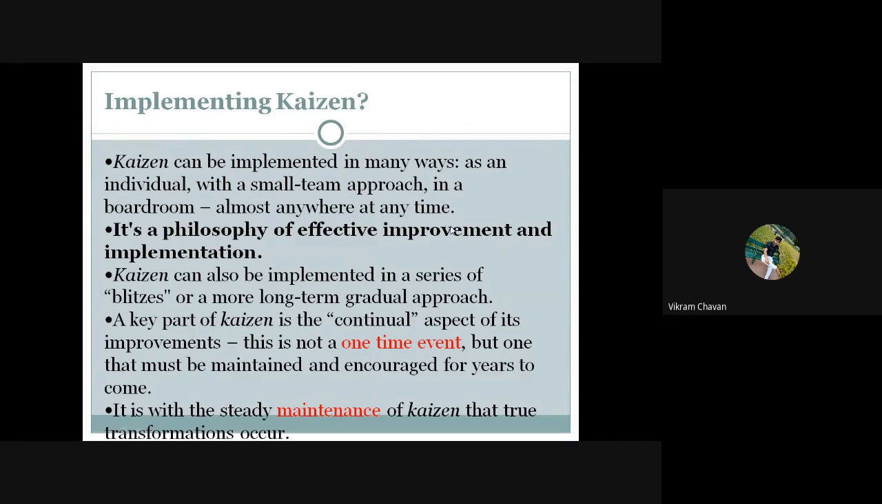Okay, so the key part of Kaizen is the continual aspect of its improvement. This is not a one-time event. Okay, so that is the scenario of Kaizen, but it must be maintained and encouraged for years to come. It is with the steady maintenance of Kaizen that true transformation occurs.